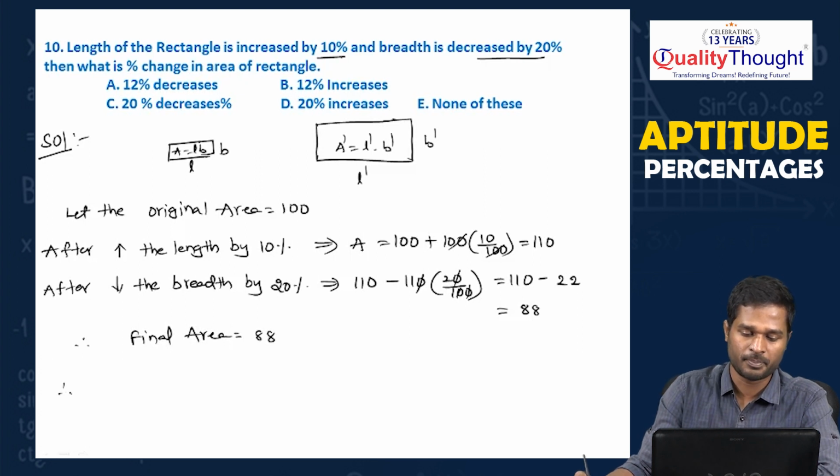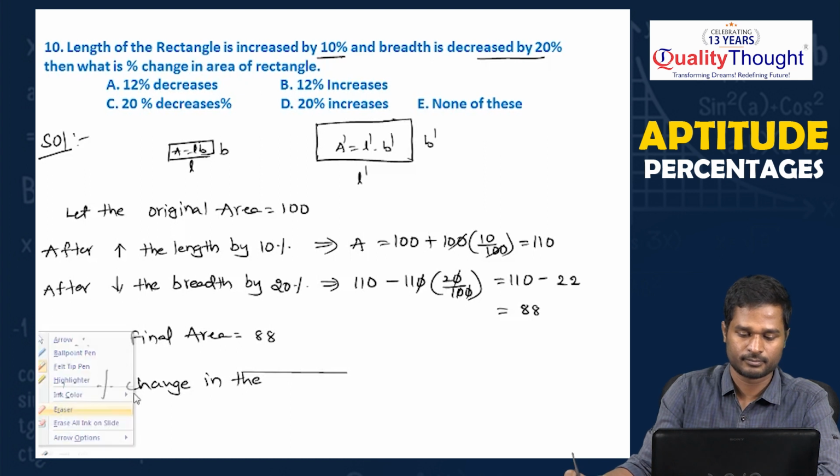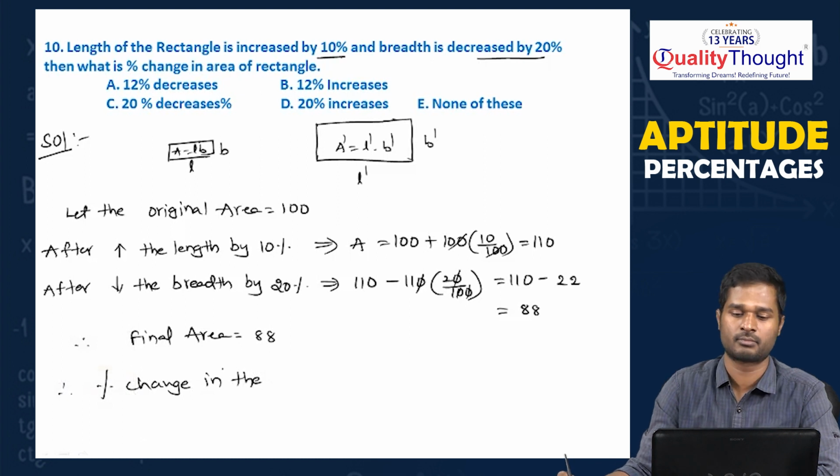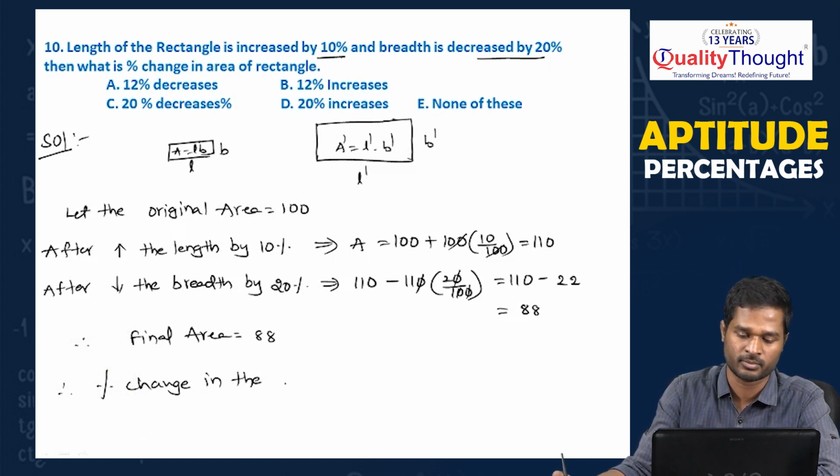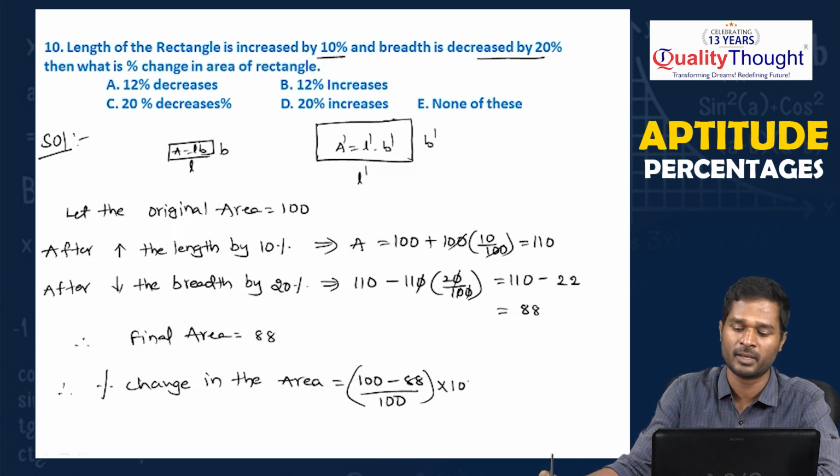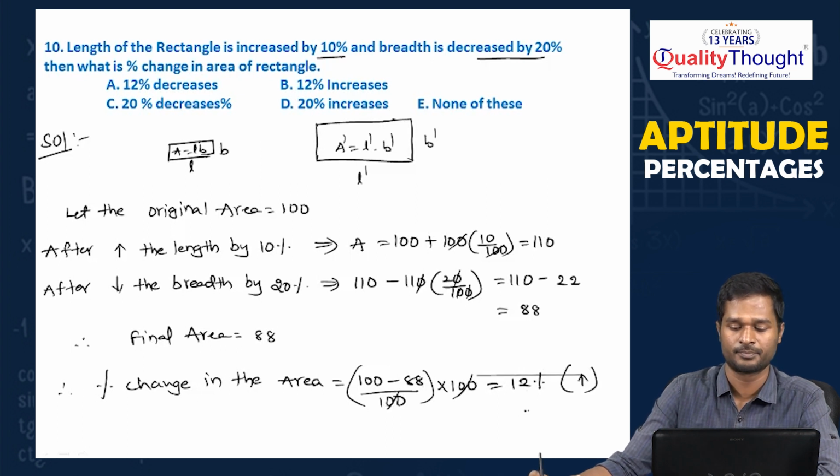88. Now, the percentage change in the area. So, how much percentage of the area has been changed? Before it was the length is increased by 10 percentage and the breadth is decreased by 20 percentage. So, the percentage change in the area is directly you can say 100 minus 88, or if you want you can write 100 minus 88 by the original area is 100, converting anything into percentage, multiply with 100, zeros will cancel. So, 100 minus 88 is 12 percentage, we got it as positive.